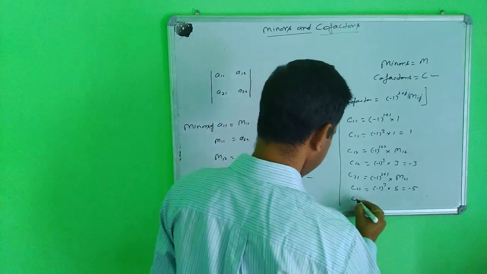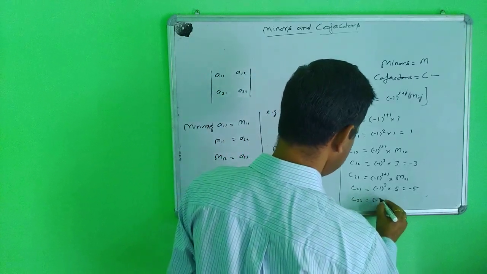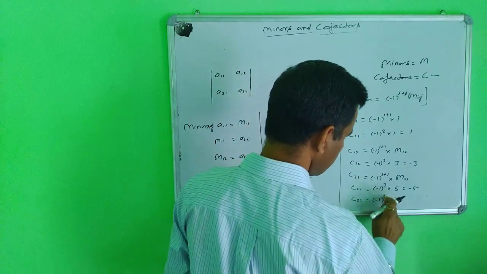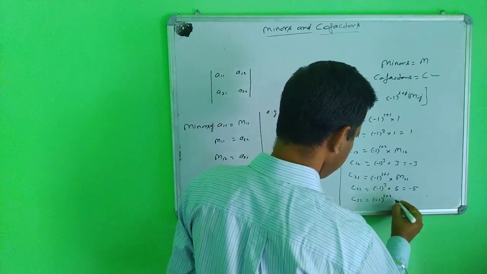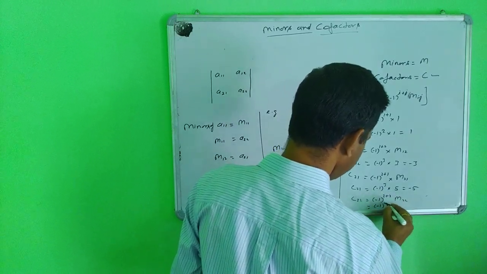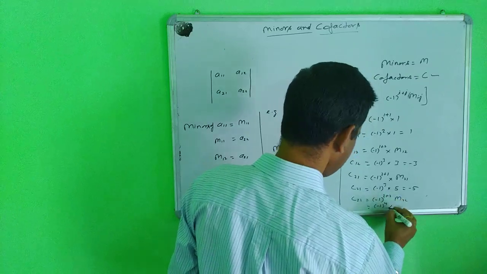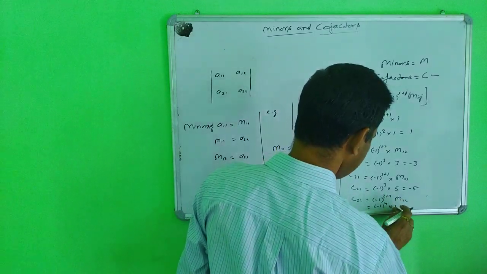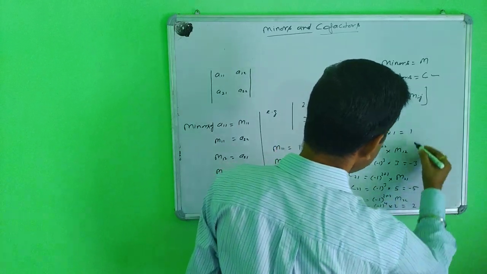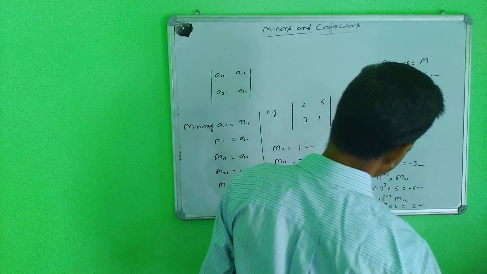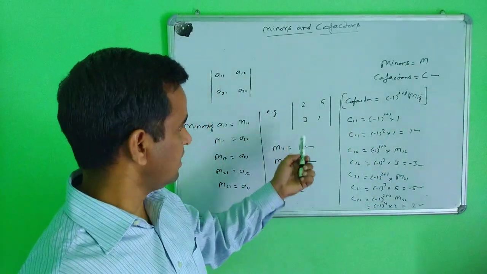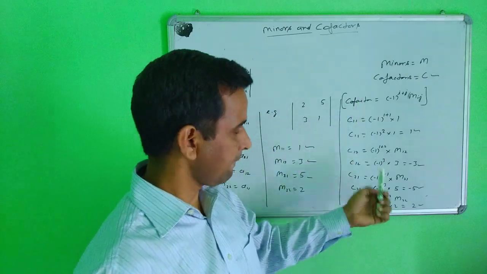Similarly, the cofactor of 2 2. Minus 1 to the power 2 plus 2, times M22. Minus 1 to the power 4 is 1, and M22 is 2. This is an even power, so the answer is 2. These are the cofactors of the 2 by 2 determinant. These are the minors, and these are the cofactors.